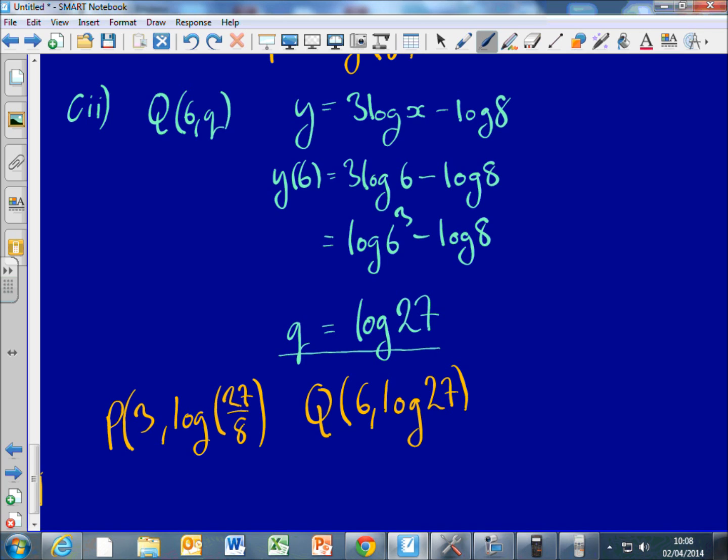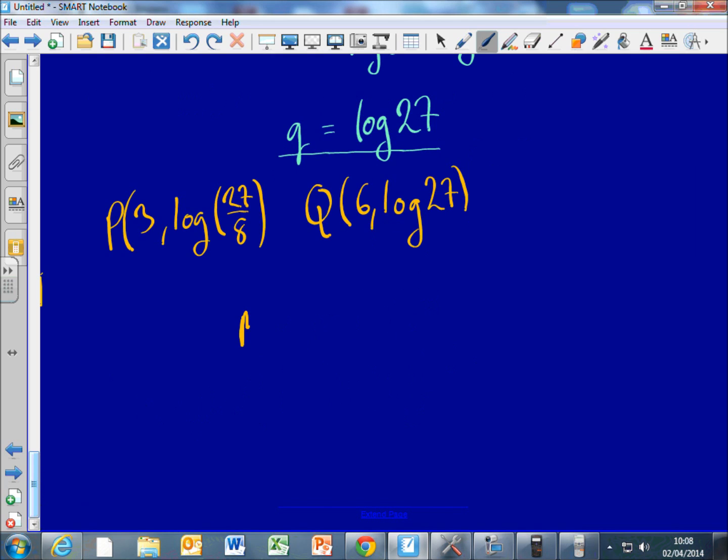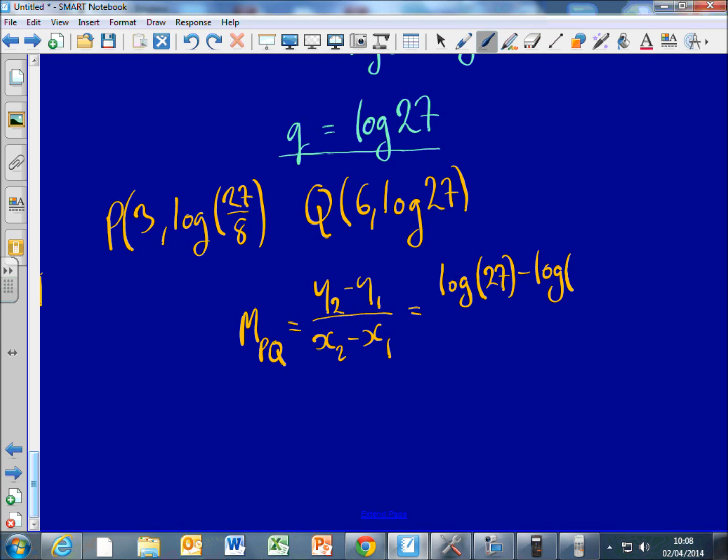Yeah, it's the difference in the y divided by the difference in the x's, isn't it? So the gradient, let's put it as m, the gradient of the line PQ is the change in y, so y2 minus y1 divided by x2 minus x1. So let's put that in. We've got the change in y is going to be log 27 take away log 27 over 8 divided by the difference in the x's, which is going to be 6 take away 3. Is that right?